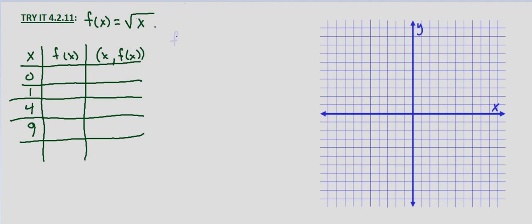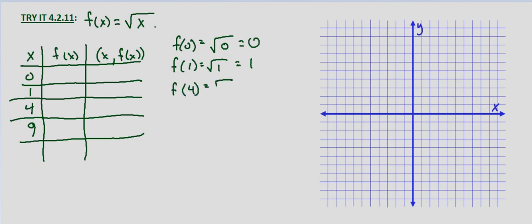So f of 0 equals the square root of 0, which equals 0. Our next x value is f of 1. X equals 1, which equals the square root of 1, which equals 1. X equals 4 equals the square root of 4, which equals 2. And last, x equals 9. f of 9 equals the square root of 9, which equals 3.